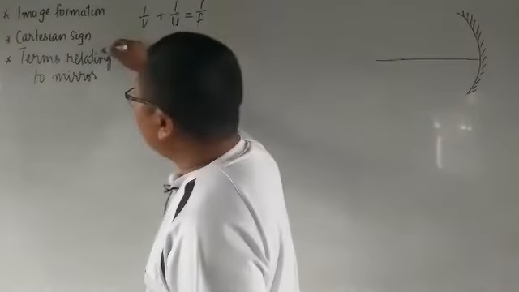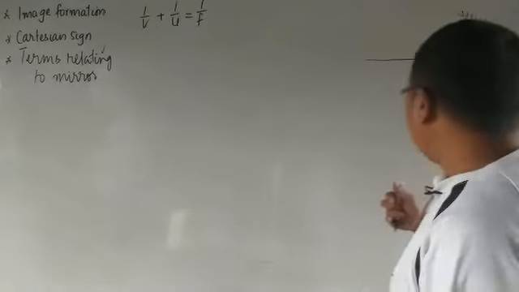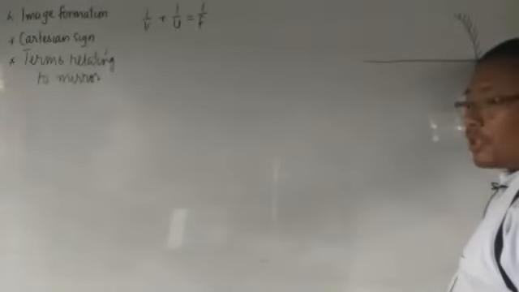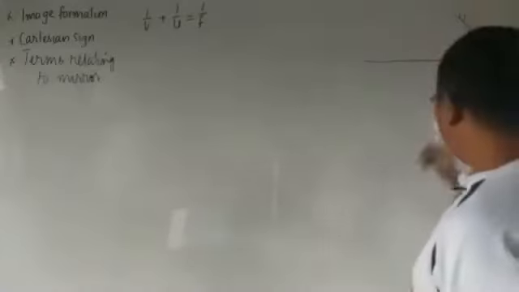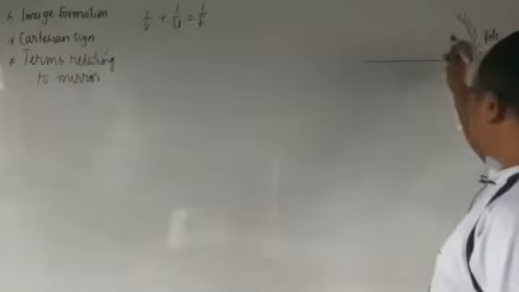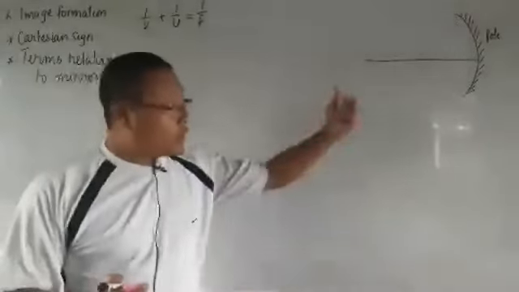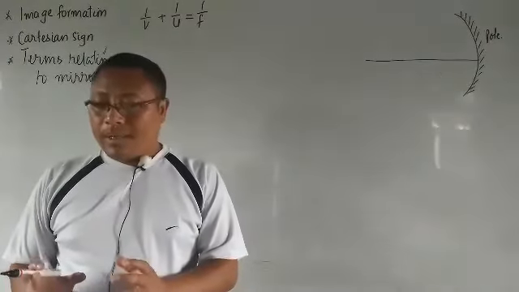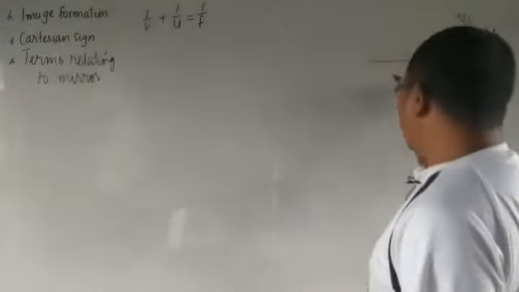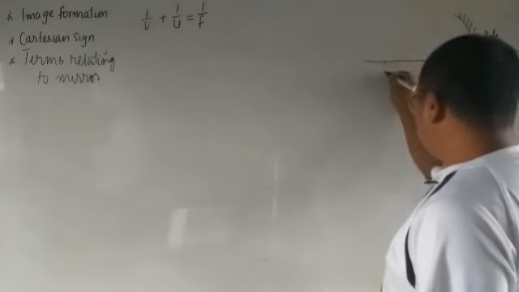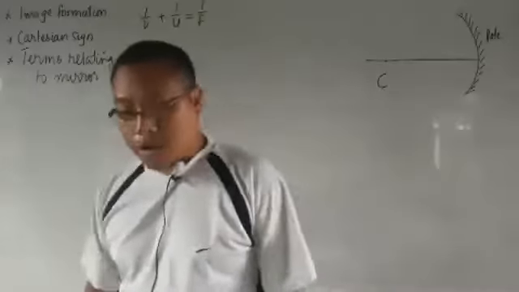Now we're going to talk about some of the terms relating to mirrors. If you can see what's on the screen, this point is called the pole. Since a spherical mirror, a concave mirror in this case, is cut out of a sphere, it should have a center of curvature. So let's assume that this is the center: the center of curvature.